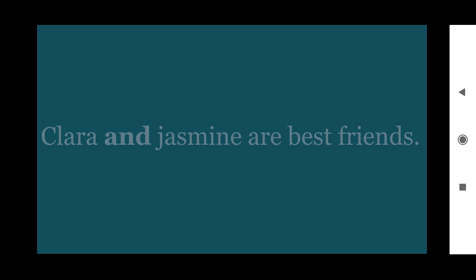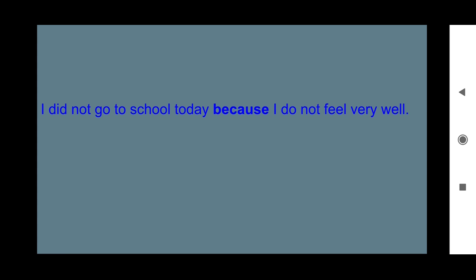But conjunctions even connect sentences. For example, I did not go to school today because I do not feel very well. Here there are two sentences. We call them clauses. The second clause, I do not feel very well, is the reason, and the first clause, I did not go to school today, is the result. The conjunction here is because, and it shows us this reason and result relationship.